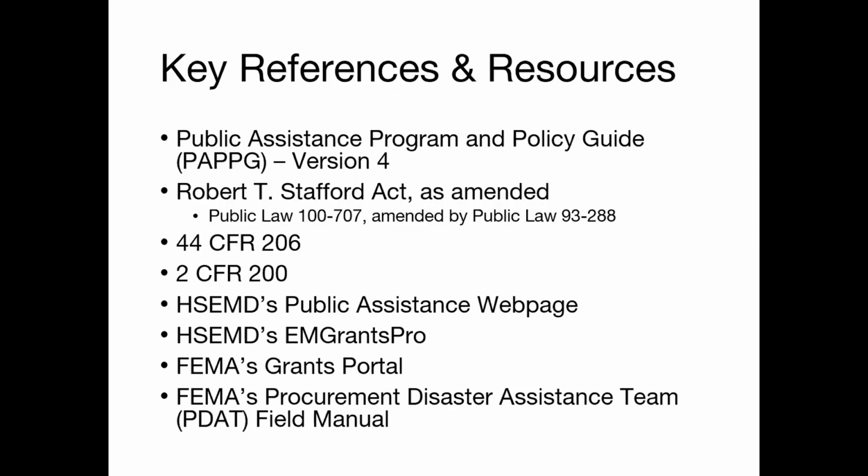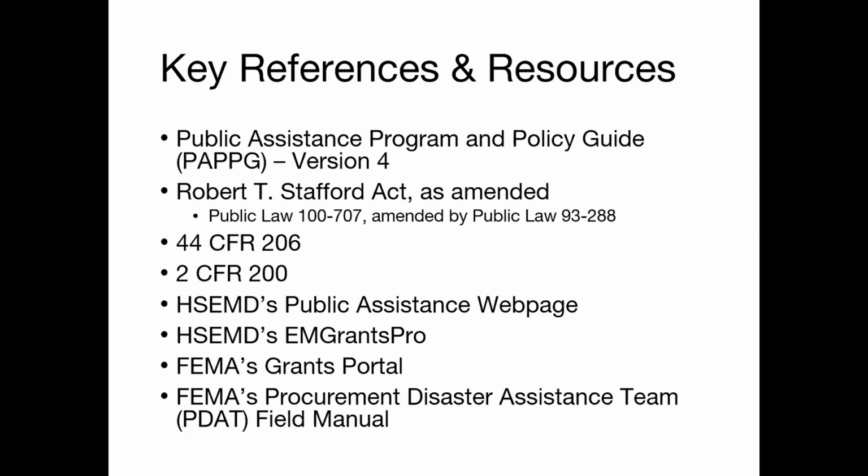As we begin, we'd like to highlight a few key references and resources. The Public Assistance Program and Policy Guide is a comprehensive, consolidated program and policy guide. The PAPPG includes detailed guidance on program requirements, including applicant, work, facility, and cost eligibility. The current version of the PAPPG can be found on FEMA's website. The PA program is authorized and governed by the Stafford Act, and program-specific regulations are found at 44 CFR 206. The Uniform Administrative Requirements, Cost Principles, and Audit Requirements for federal awards can be found at 2 CFR 200.